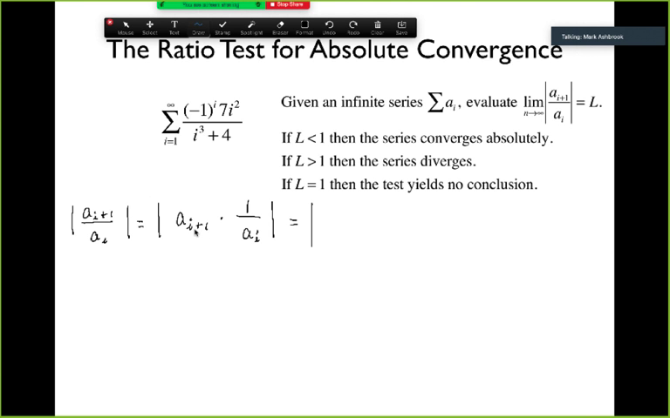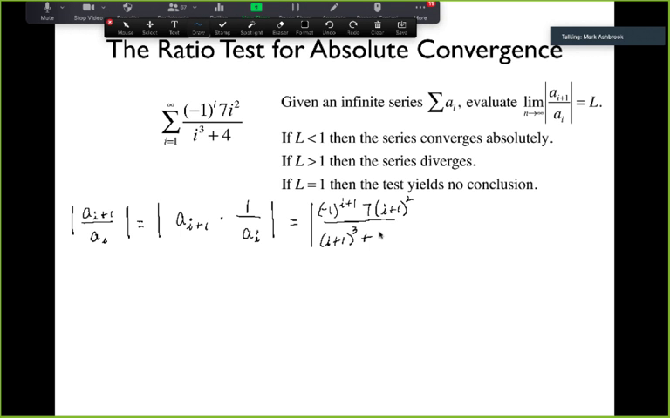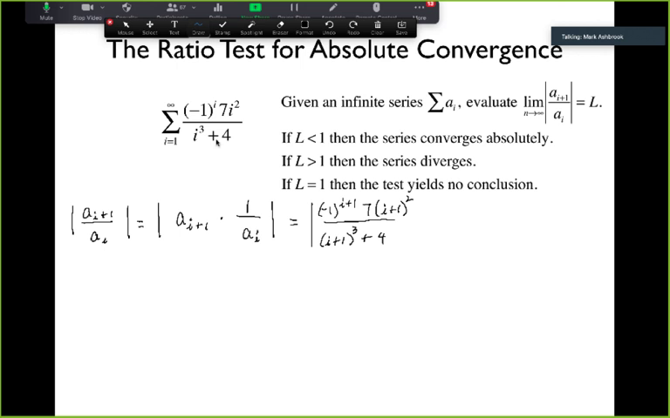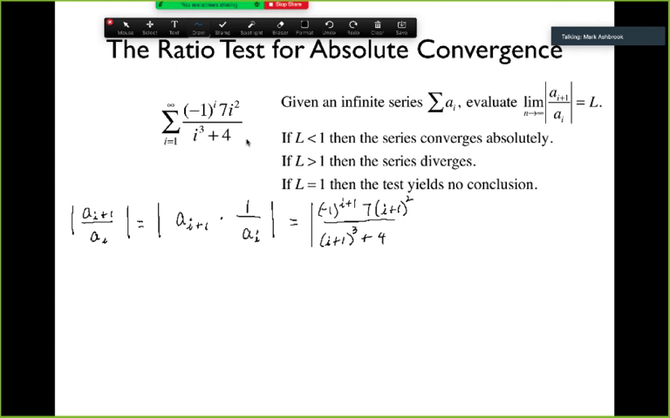So the i plus first term is going to be negative 1 to the i plus 1, 7 times i plus 1 squared, over i plus 1 cubed plus 4. The i plus first term is this thing with i plus 1 plugged in, because the sixth term is just what you get when you make i equals 6, and the 10th term is what you get when you make i equals 10. So the i plus first term is what you get when you make i plus 1.